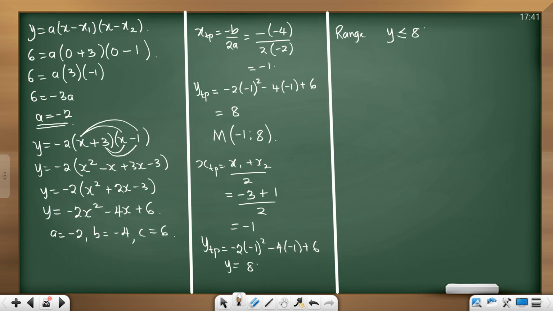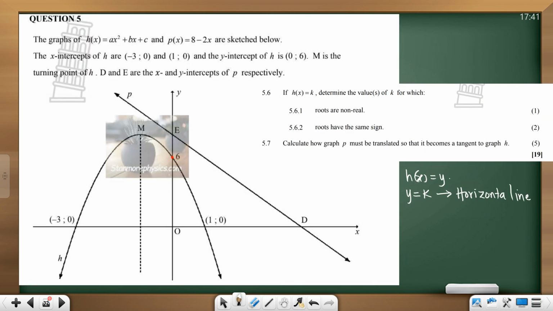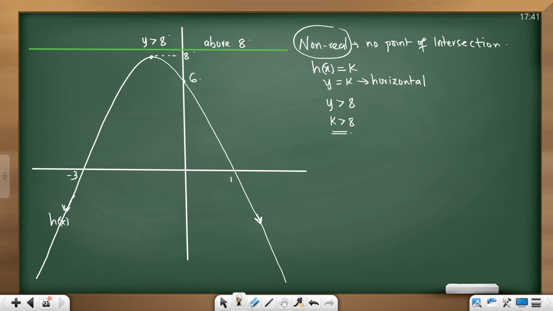Please write that equation down: negative 2x squared minus 4x plus 6. I want to show you what it means. Negative 2x squared minus 4x. Okay, lovely. That's our h of x, right?